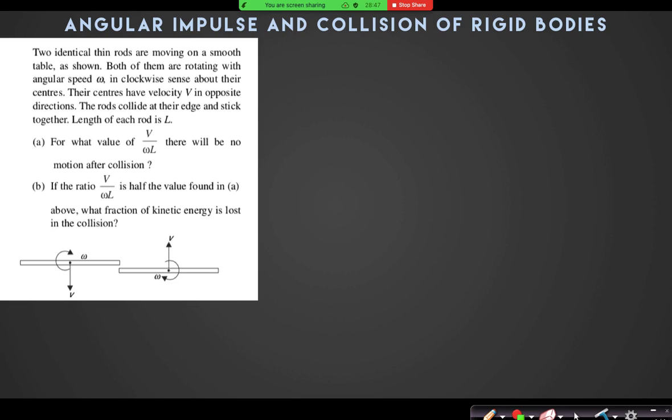The question says two identical rods are moving on a smooth table as shown. Both of them are rotating with omega, clockwise about their center. Their centers have velocities v in opposite direction. The rods collide at their edge and stick together. Length of each rod is L. For what value of v by omega L will there be no motion? If the ratio is half of that found, what fraction of kinetic energy is lost?